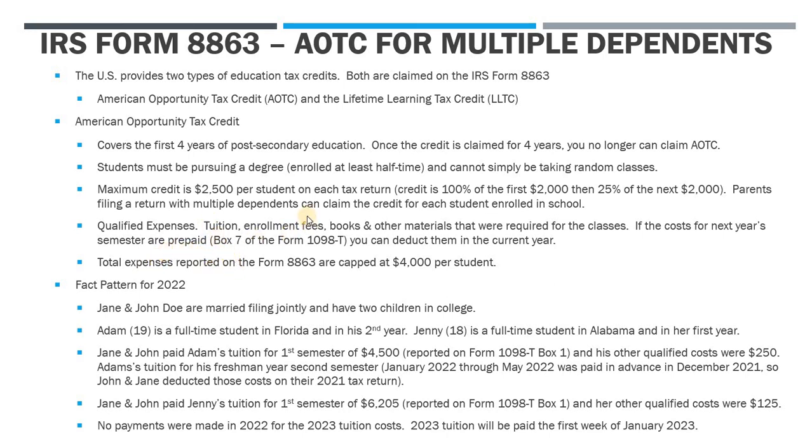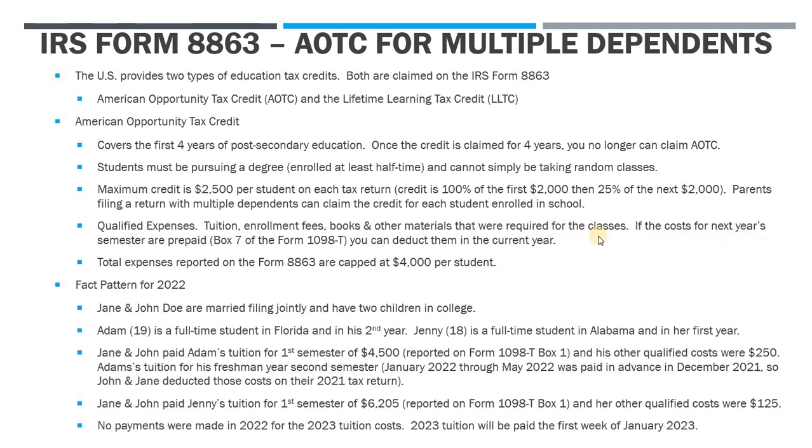Now, what is a qualified expense for purposes of this credit? Certainly the tuition and enrollment fees, the stuff paid directly to the university. But you can also include things like books and other materials that are required as part of the class or the curriculum. A lot of times you'll pay the tuition directly to the school, but if you have to go off campus to another bookstore to get some books and other materials, as long as they're necessary in connection with the class, you can include those in computing the credit.